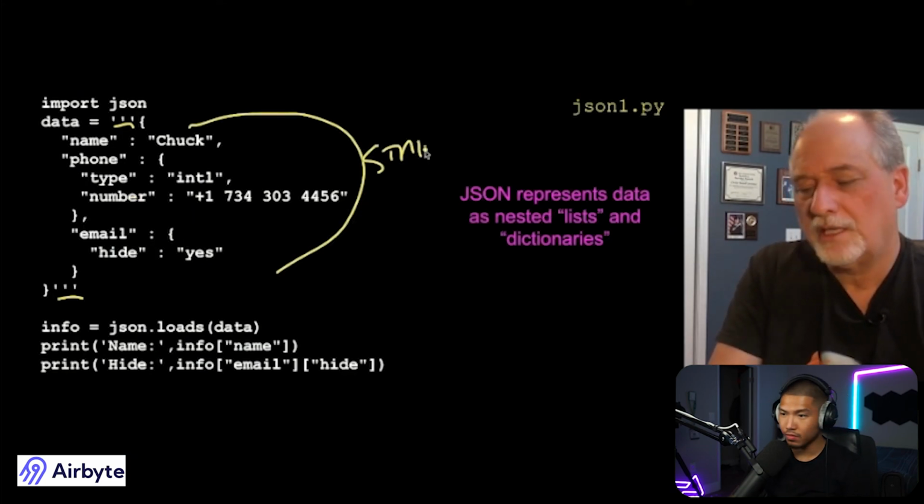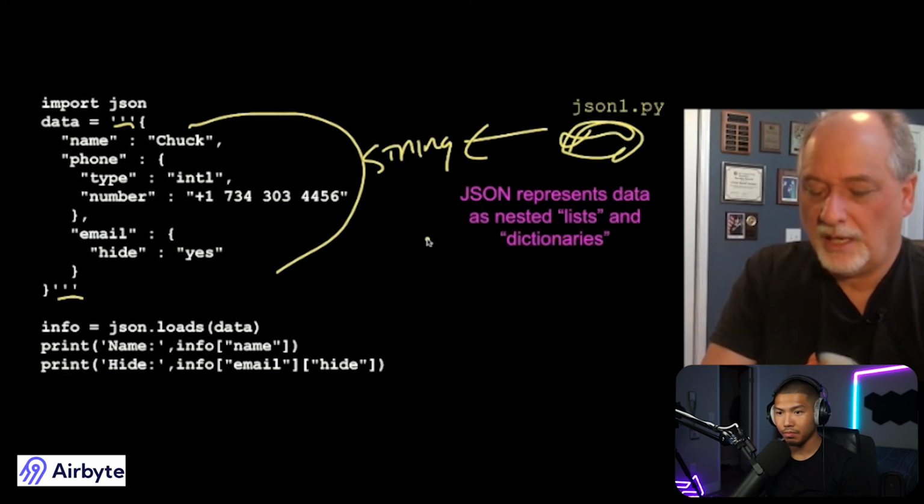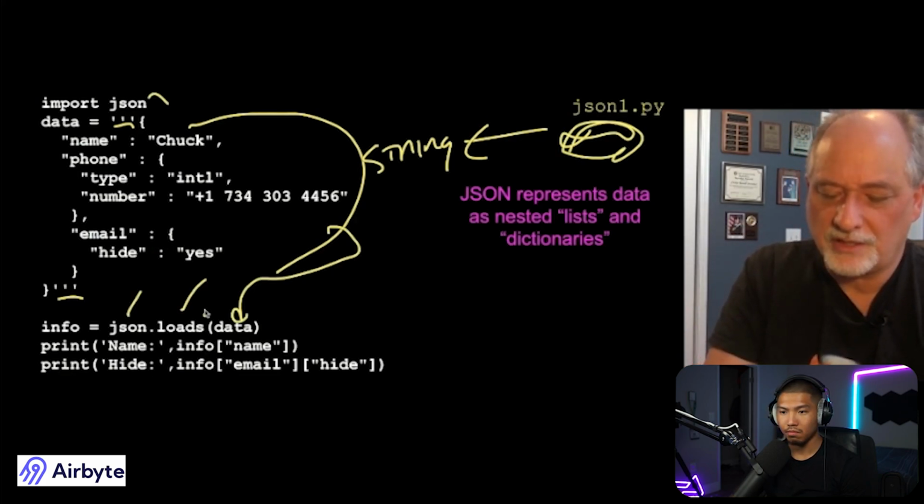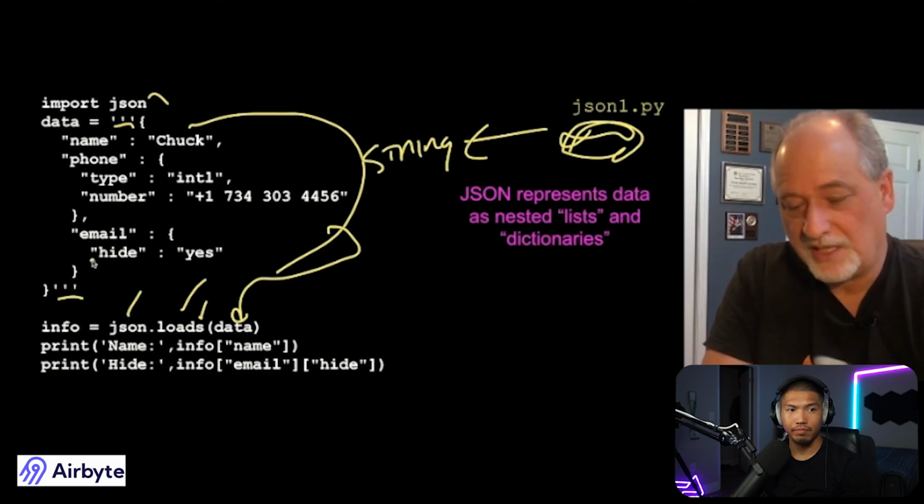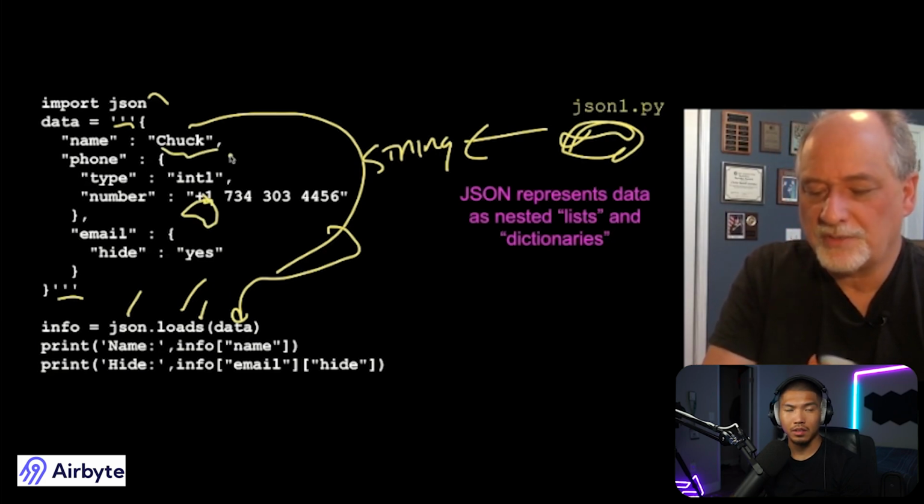This is a string that, again, probably was retrieved across the network from some other place. We're going to pass that string into the JSON library. loads stands for load from string. So it reads this, parses it, and looks at all the white space. Again, it doesn't matter too much here unless it's in between double quotes. The white space doesn't matter. It parses it and then returns us a dictionary.